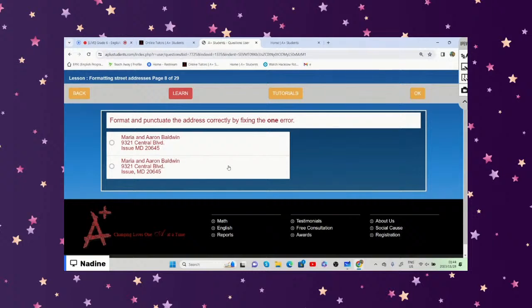And then we have Issue, MD 20645, which means that we need to go on to the next one, which is Maria and Aaron Baldwin that is being addressed to. Then we have 9321 Central Boulevard, period, and that is a street address.